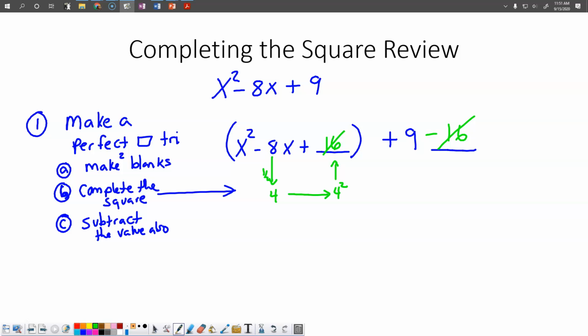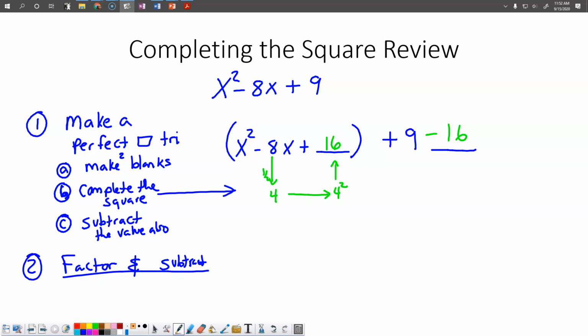I don't want to change what this problem is. I want to just change the way it looks. So here's what I'm doing. I'm completing the square so I can get the number that I want right there. But I'm only allowed to put that number there if I subtract it over here. That way it kind of undoes it. Now, they are canceling each other out, but I'm not gonna cross them off. Okay, I'm gonna leave it just like that. So step 1, make 2 blanks. Step 2, complete the square. Step 3, subtract the value also. Now, the next thing we're gonna do is we're going to factor and subtract.